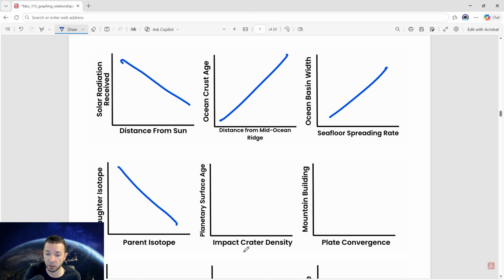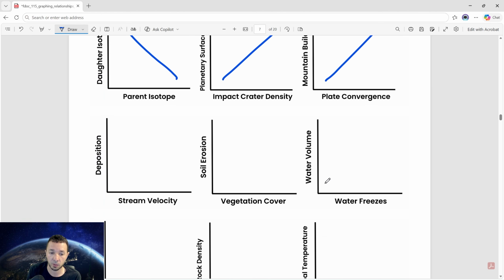If the impact crater density increases, what happens to the surface age of the planet? It should be more. If plate convergence increases, what happens to mountain building? It should increase. As stream velocity increases, what happens to deposition? Should drop. If vegetation cover increases, what happens to soil erosion?